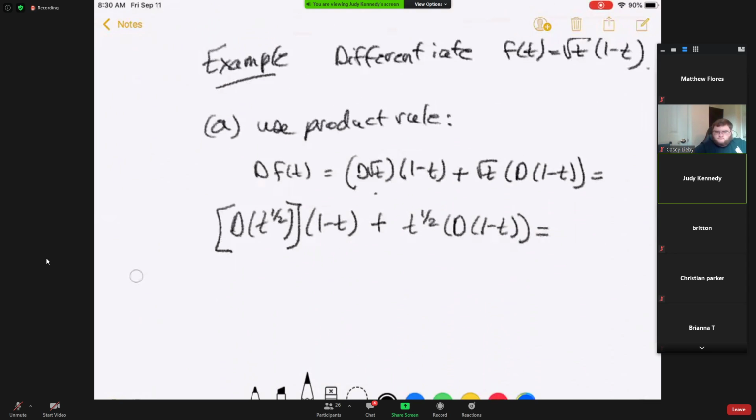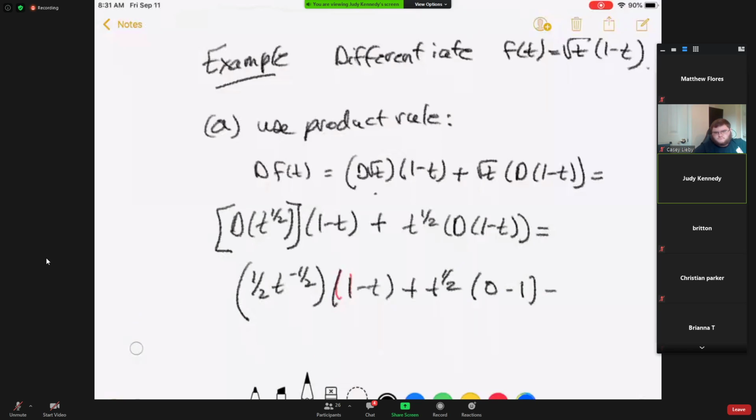Okay, so now let's take some derivatives. Well, using the power rule, that the derivative of x to the n is n x to the n minus 1, the derivative of t to the 1/2 would be 1/2 t to the minus 1/2, okay, because 1/2 minus 1 is minus 1/2, times 1 minus t. And then t to the 1/2 times the derivative of 1 minus t. Well, the derivative of 1 is 0, because that's a constant. The derivative of minus t is minus 1.